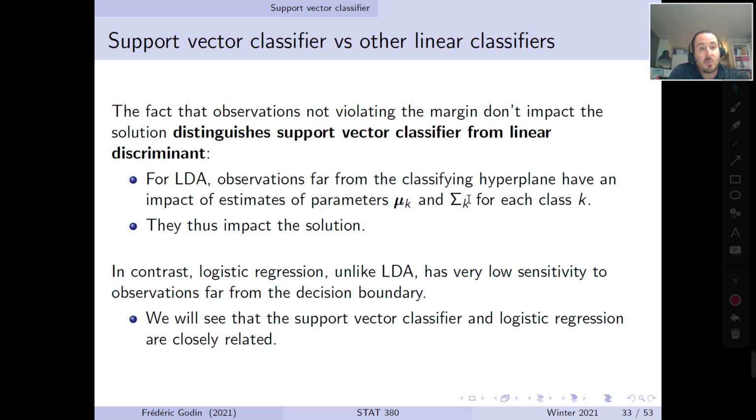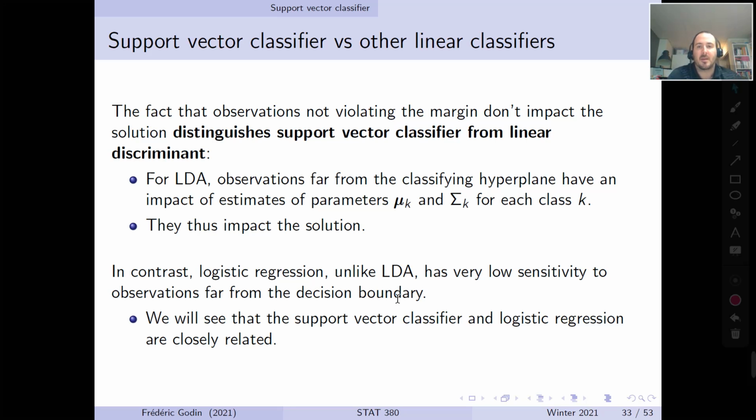Okay, in contrast, what happens with logistic regression? Is it like linear discriminant or support vector machines? Well, it's different from both, but from that perspective, logistic regression acts a bit more like support vector machines than linear discriminant, in the sense that it's possible to show, so we won't do that here, again, this is out of scope, you can have a look at the textbooks if you want further details, that logistic regression has very low sensitivity to observations far away from the decision boundary.